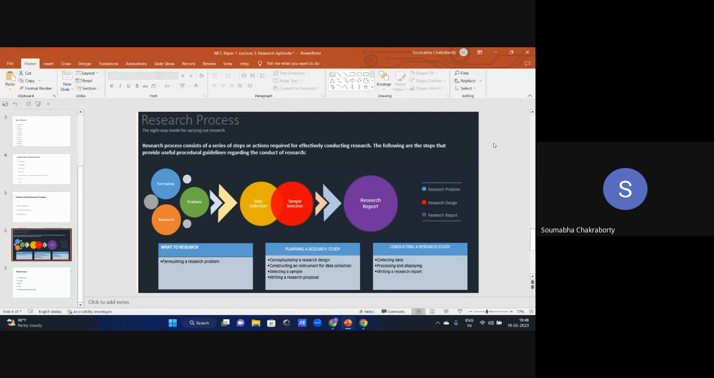Then comes phase 3, actually conducting the research. In this phase, we have step number 6, that is collecting data. As a part of the research design, you have to select the procedure which you should adopt in the process of collecting data.